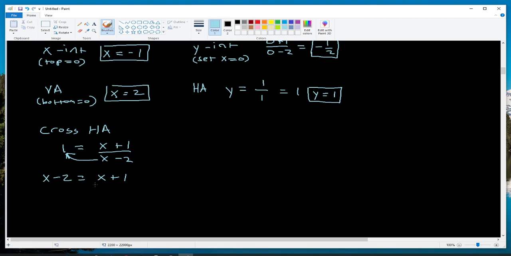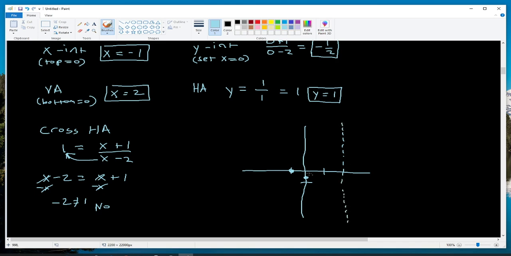So we say, okay, we got down to here. Let's subtract an x from both sides. That completely cancels, and we get negative 2 equals 1, which is not good. So no, in this case, there is no crossing of the horizontal asymptote. So let's plot all our points on our graph. We say, okay, x equals negative 1 is an x-intercept. Negative 1/2 is my y-intercept. A vertical asymptote is going to occur out here at positive 2, and a horizontal asymptote's out here at 1.